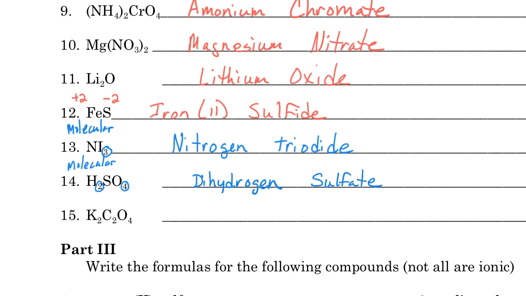This next one here, potassium, is a metal, so I'm just going to name this using the ionic formula. So potassium has a +2 charge. This is called an oxalate. So this is going to be potassium oxalate.